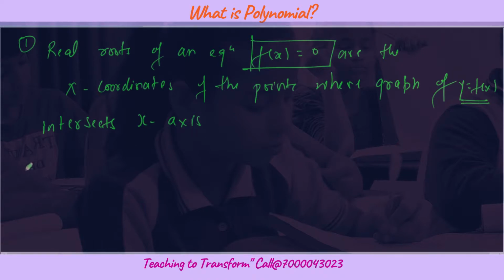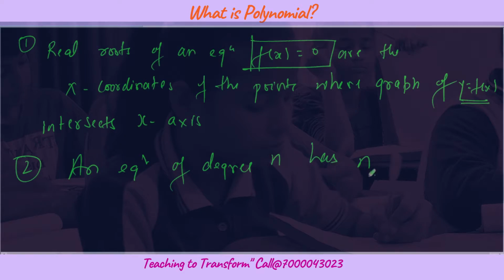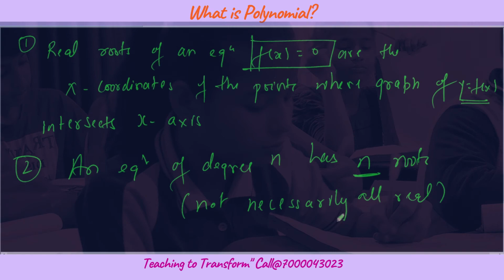And the second point is an equation of degree n has n roots. Not necessarily all real, though; it is not always so. There may be one repeated root for a quadratic. The roots will be n, but all are not necessarily real. So these are the points I wanted to discuss with you.